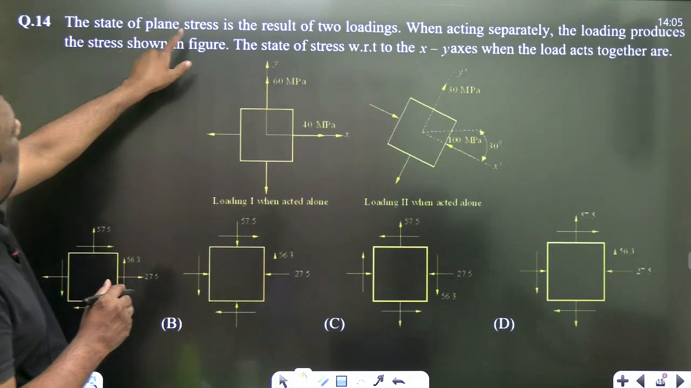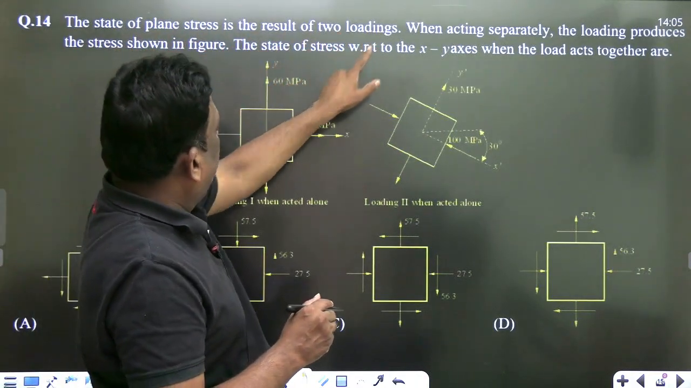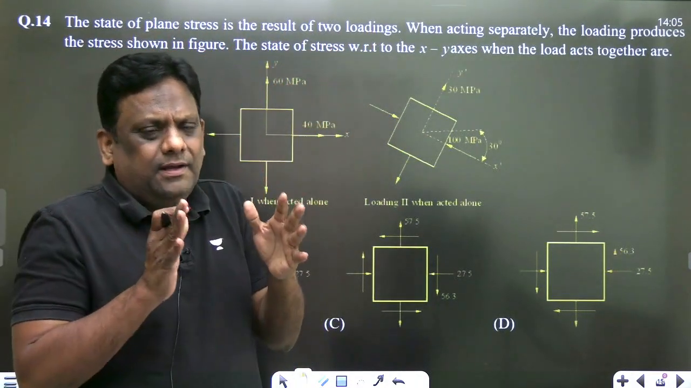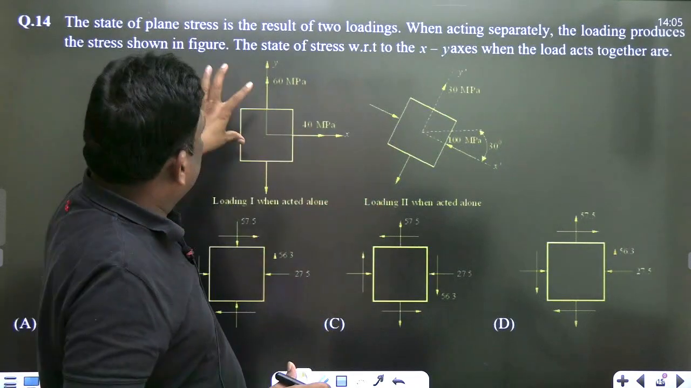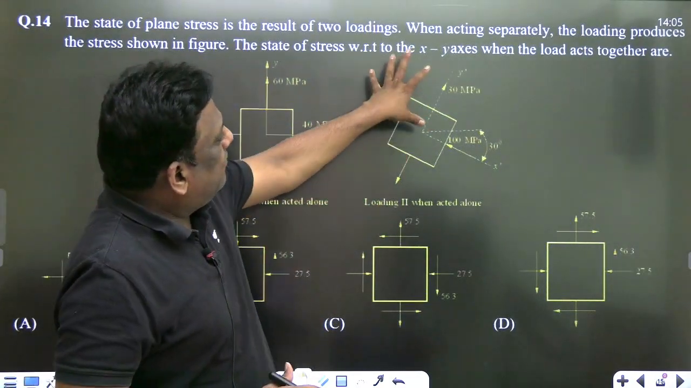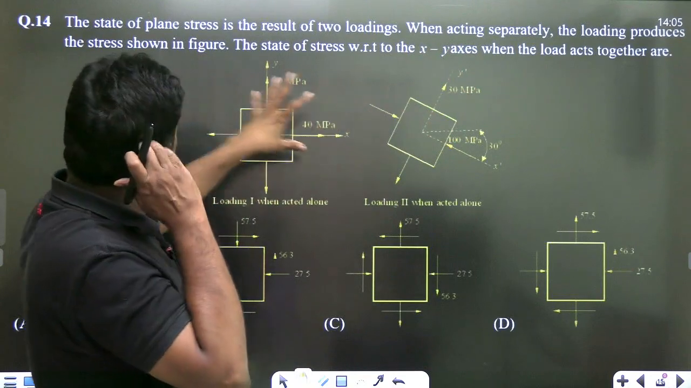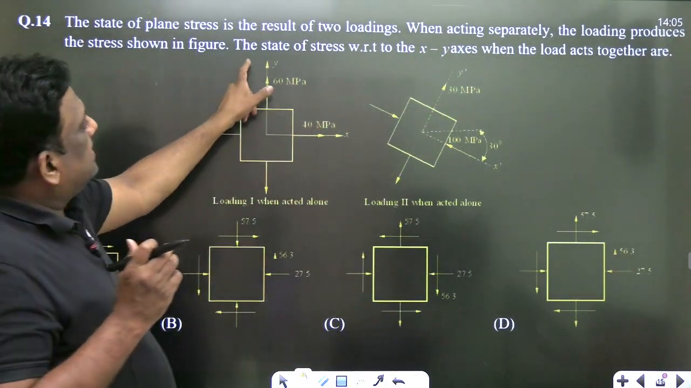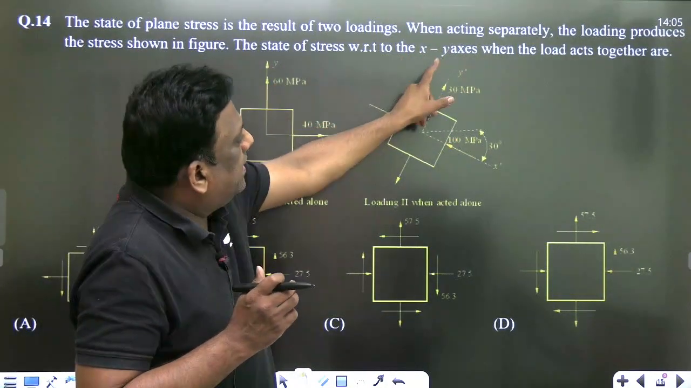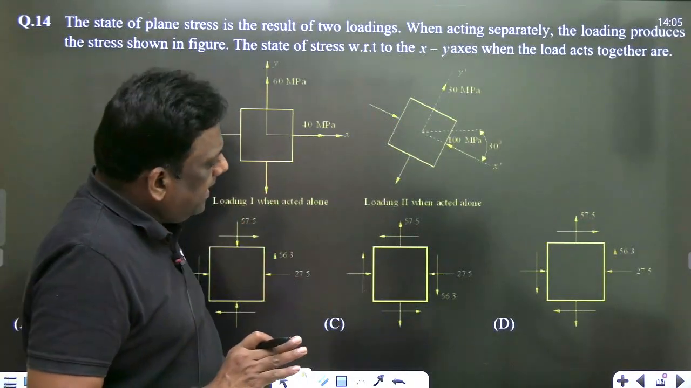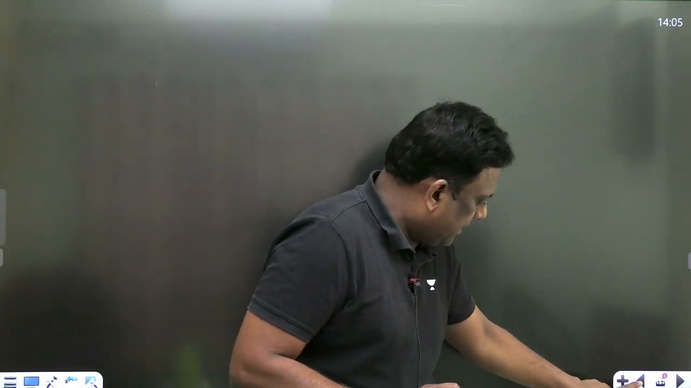The state of plane stress is the result of two loadings. That means at a particular point there are two different loadings. This is one loading and this is the second loading. When acting separately, the loadings produce stresses as shown. The state of stress with respect to XY axis is. Listen carefully, sir, this is a good question, we will focus on it a bit.